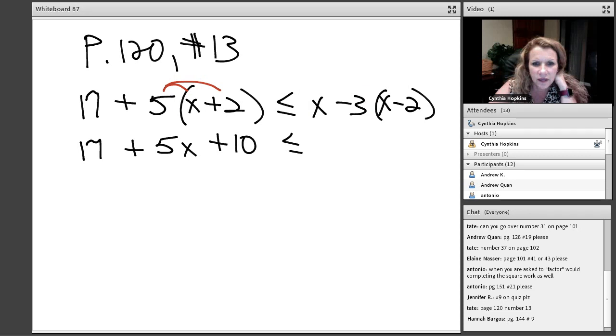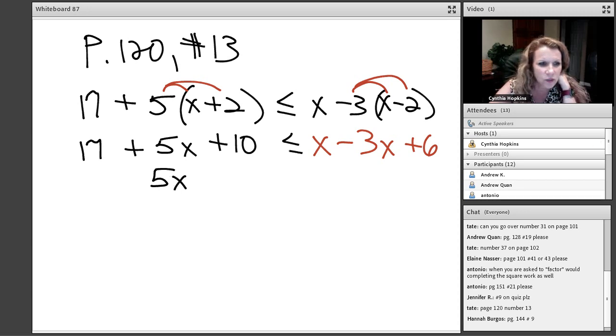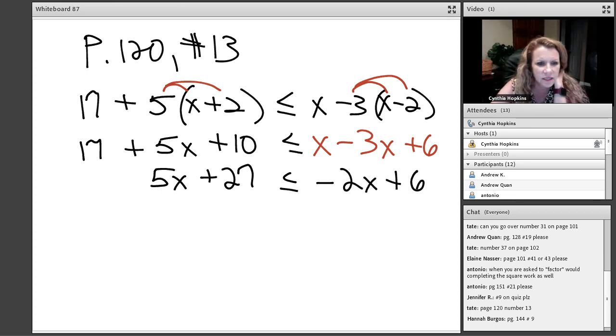If you did this and distributed and got an x squared minus 5x plus 6, that is wrong. There were no parentheses around that x minus 3. So this means x, I'm going to write it in red, and then I distribute the negative 3 here and get minus 3x plus 6. Does that make sense? And again, I don't know that that's where you made the mistake, but I could see that being a problem for some people. Okay, on the left side, I guess I'll just combine these. So I get 5x plus 27 is less than or equal to negative 2x plus 6.